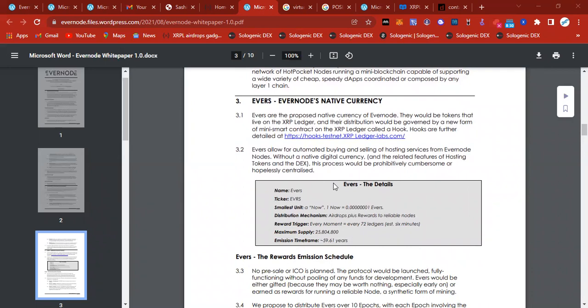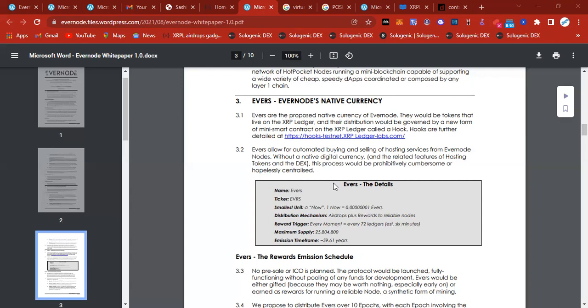So this token is called Evers. Its ticker symbol is EVRS. 25,804,800 tokens. We had a snapshot in June, and these tokens will only be distributed via an Epoch session. It is 10 Epoch sessions up until the full trading of the token. It's 10 Epochs for this token release, because this token won't be released if we don't get certain things on the XRP ledger, like the Hooks amendment.